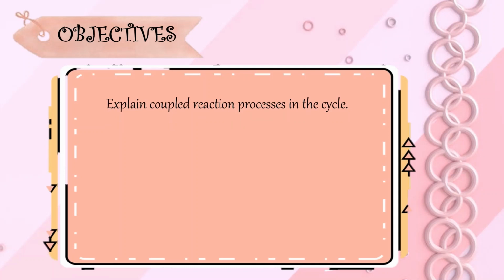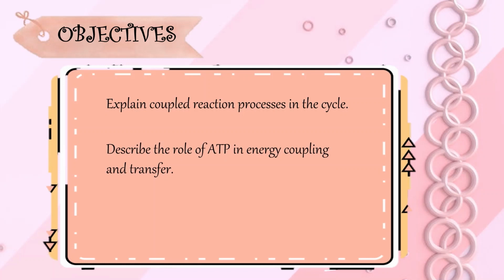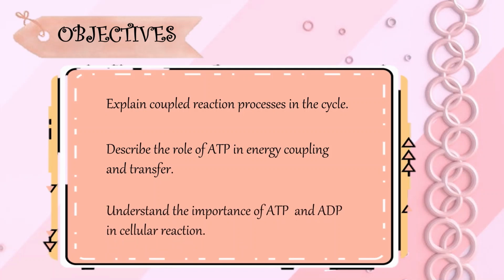First, explain coupled reaction processes in the cycle. Next, describe the role of ATP in energy coupling and transfer. And we have to understand the importance of ATP and ADP in cellular reaction.